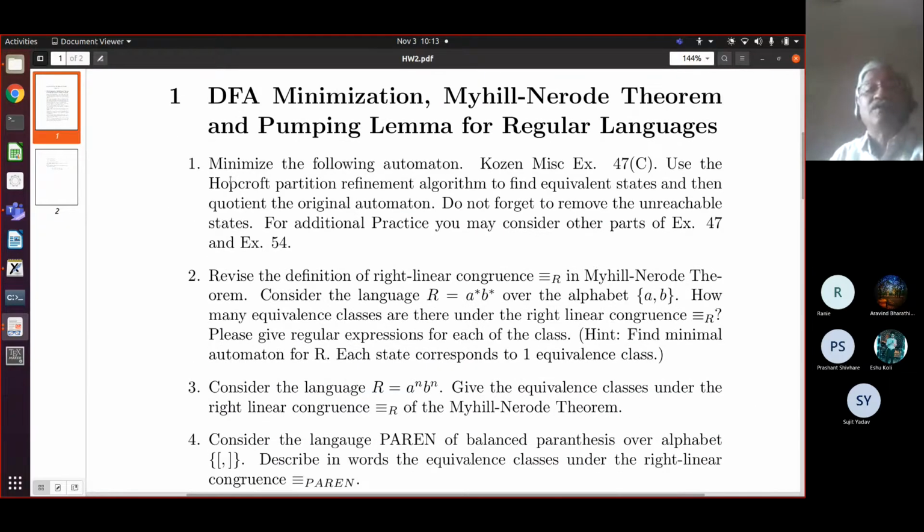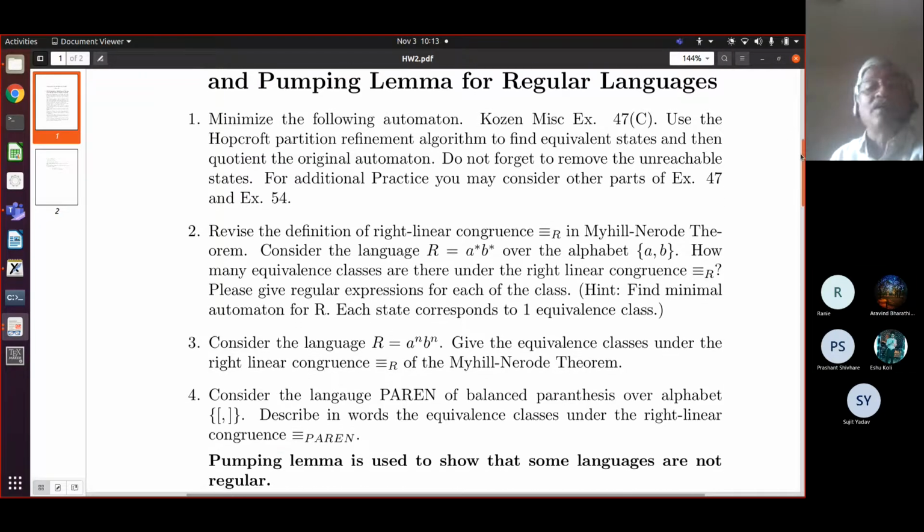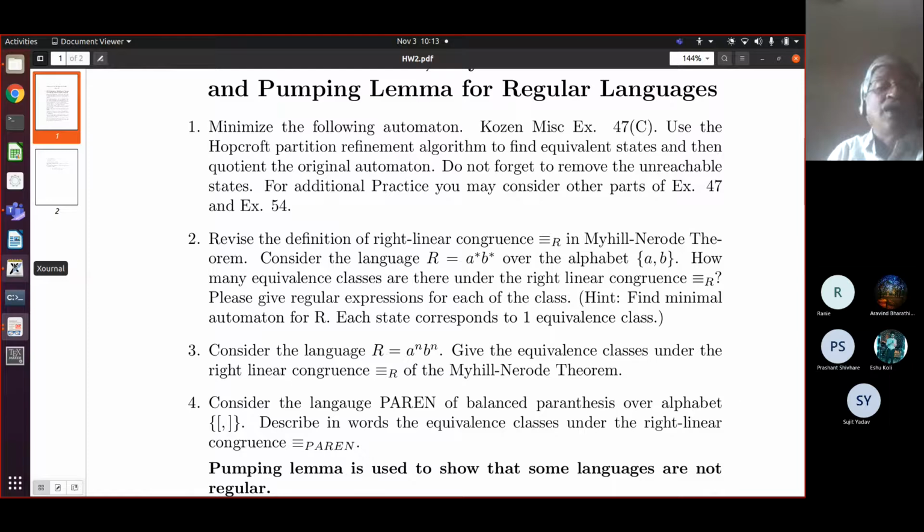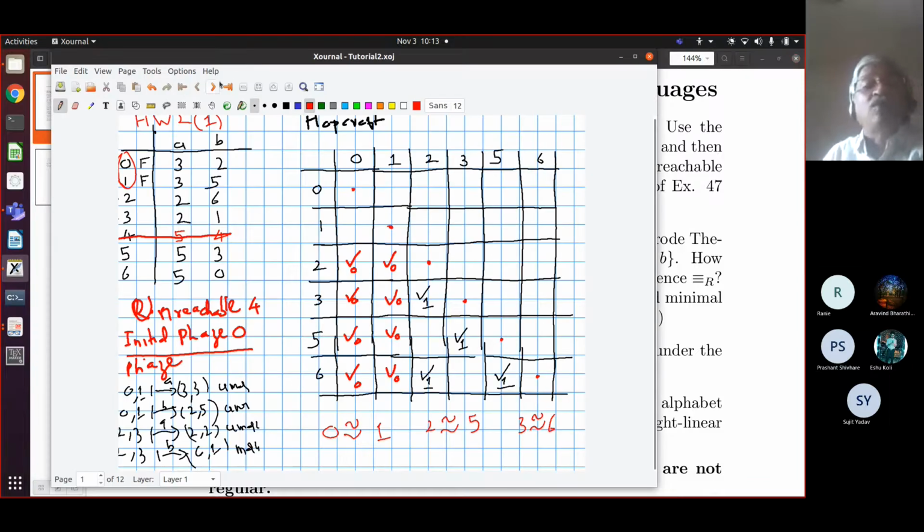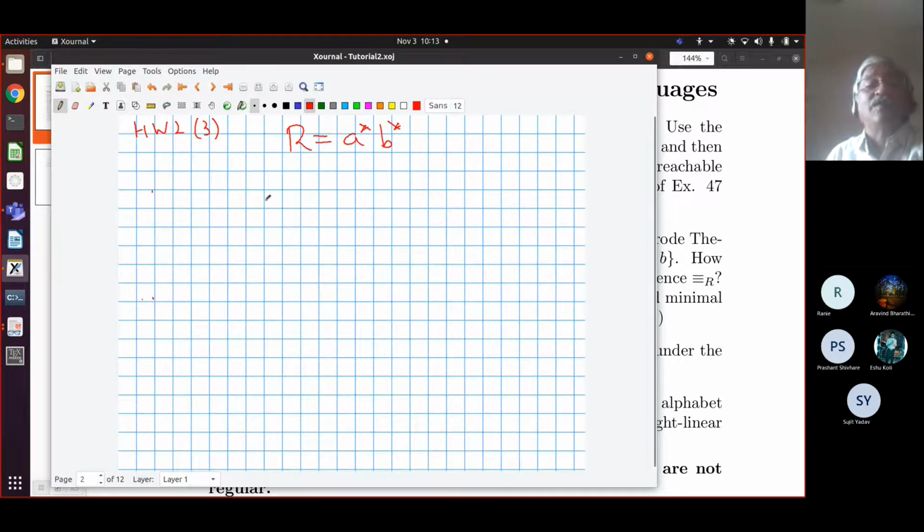Okay, that was 1. There are additional practice questions in Cozen if you want to try. Any questions regarding this, or do we move to the next exercise? Okay, no more questions.